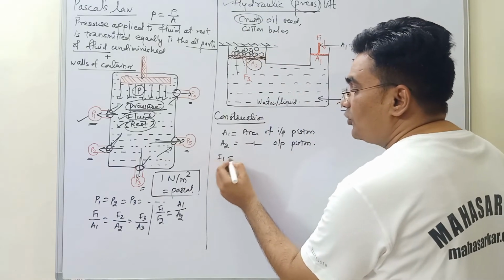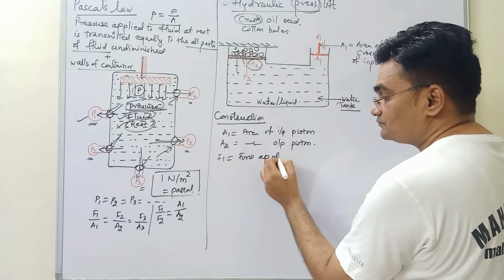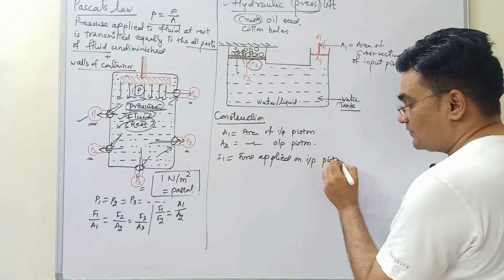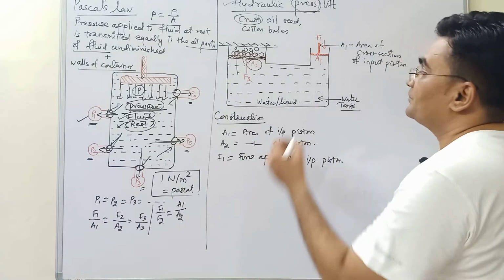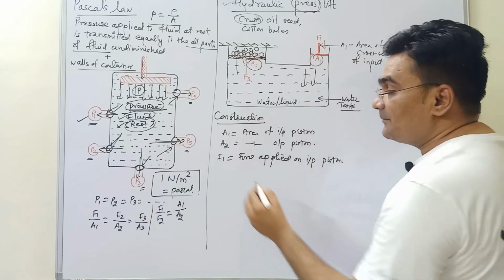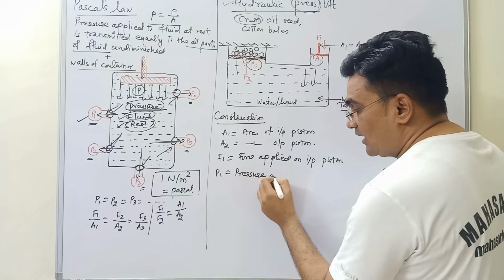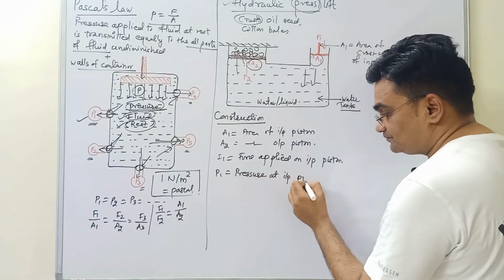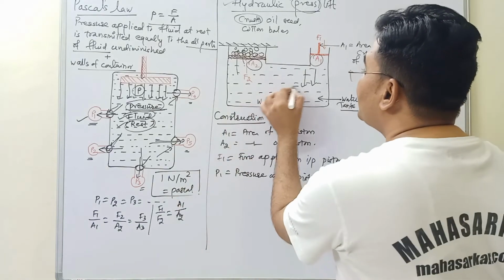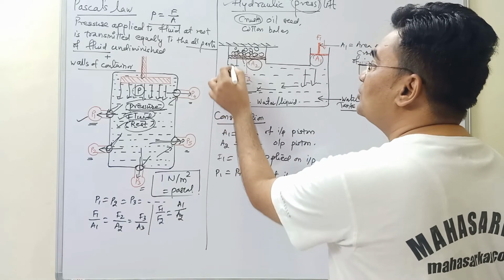Say I had applied force F1 on the input piston. Now this force acting on this area will exert pressure. Say P1 is the pressure at the input piston. Now this pressure will transmit to the wall of the vessel, the wall of the tank, and to every part of the fluid like this.